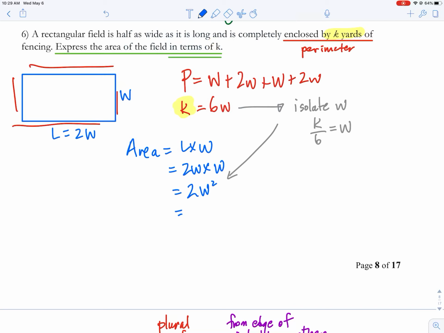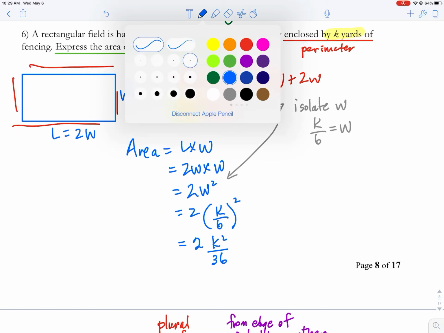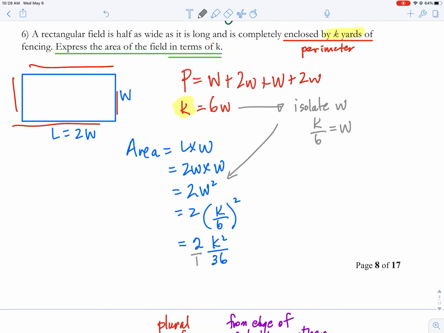So I'm going to get 2 times K over 6, and that whole thing is squared. Now I have to remember my exponent law. I distribute it onto the top and the bottom. So the top is K squared. The bottom is going to be 6 squared, which is 36. We've got some canceling to do because that's really a 2 over 1. So 2 goes into 2 once, goes into 36 18 times. And we get that the area equals K squared over 18.